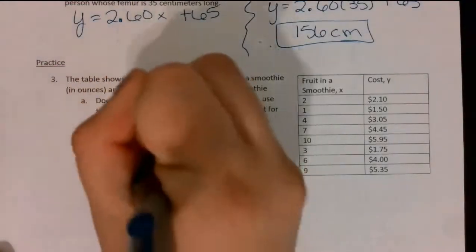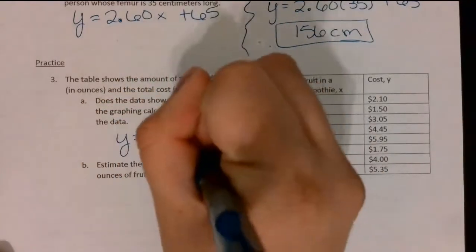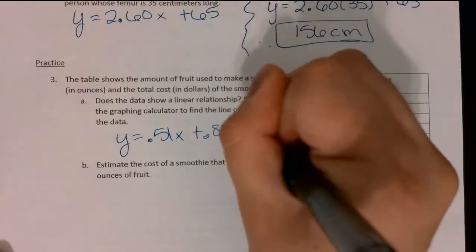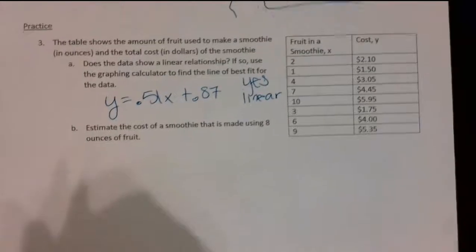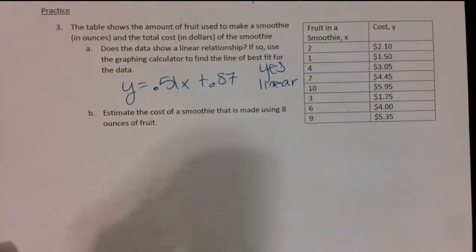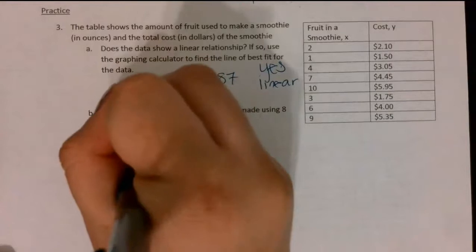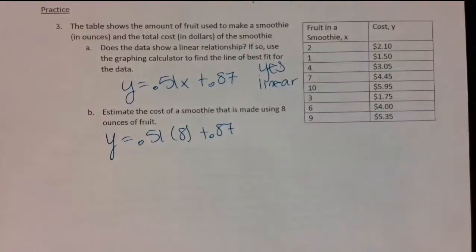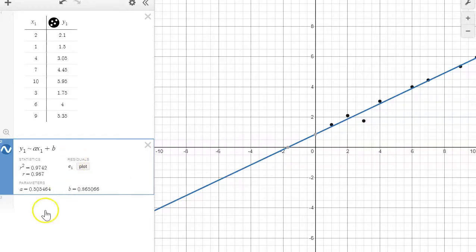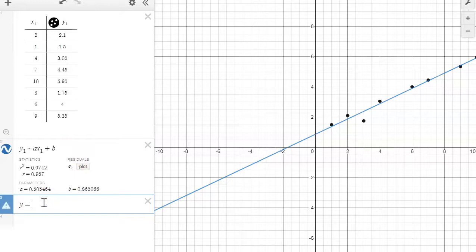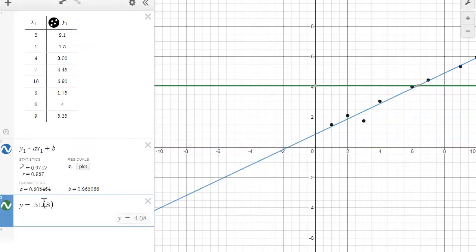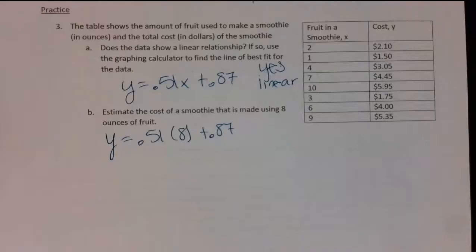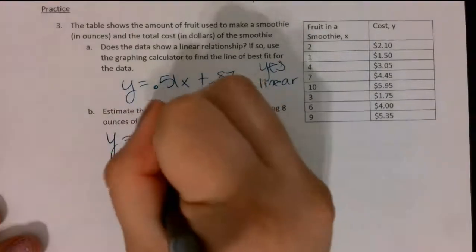I have y equals 0.51x plus 0.87. Oh, and this is linear. I keep forgetting to answer that question. Okay. And then I want to estimate the cost of a smoothie made using 8 ounces of fruit. So I plug in 8. Let's go back to Desmos. Which is $4.95. So if I look back at my other prices, it's kind of around where the other ones were.